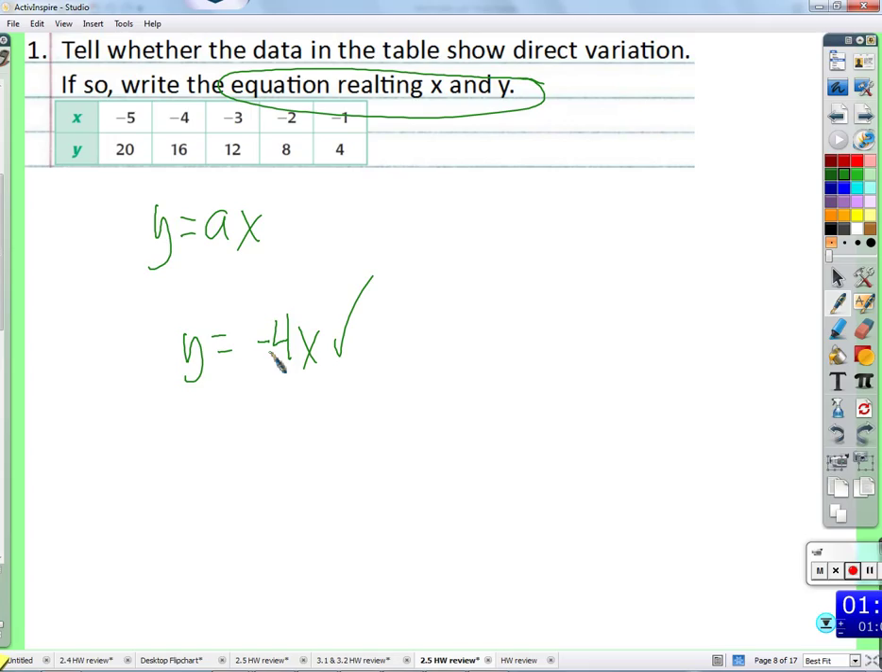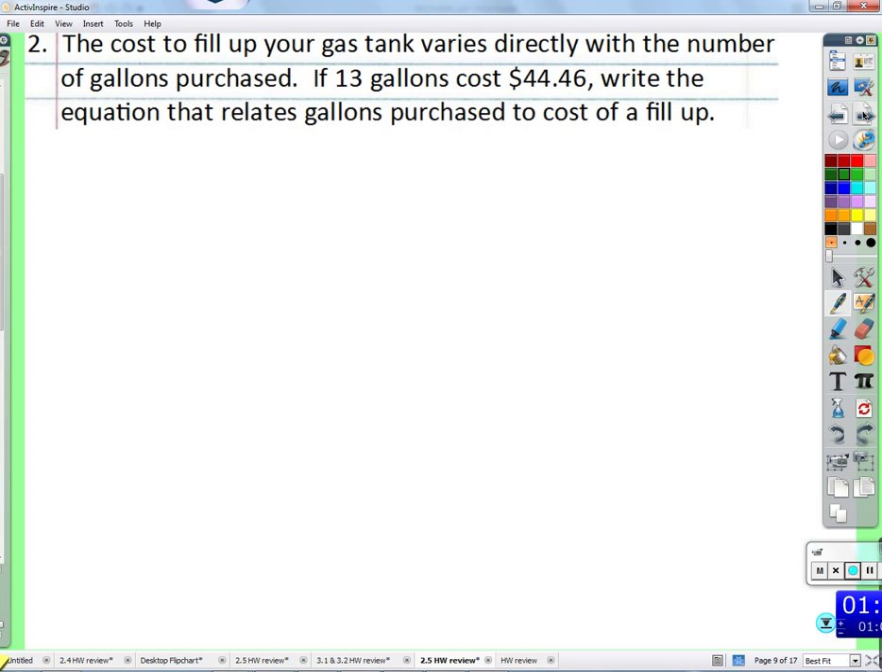Remember that since y equals ax, then a always equals, always, every time, y divided by x. So remember, if you're not sure what you're supposed to do, you're going to be doing that. But that just makes sense, right? If x times a equals y, then a must be y divided by x.